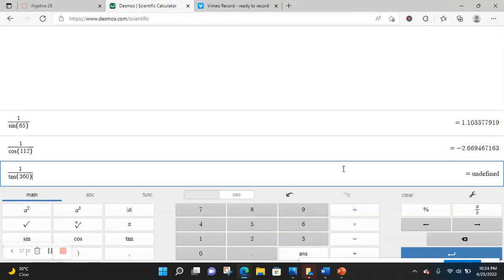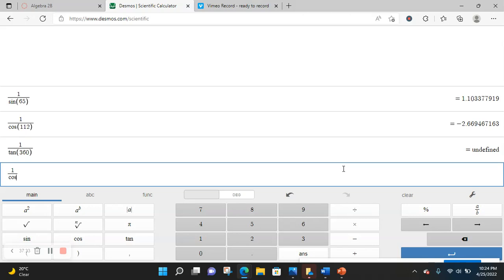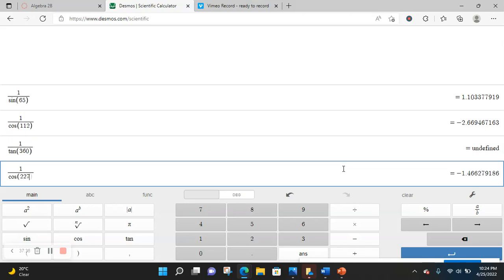You know why? Because tangent of 360 is 0. 1 over 0, we can't have that. That is undefined. Never, ever, ever divide by 0. The next one we had secant of 227. That's 1 over cosine of 227 degrees. That gives you negative 1.47 approximately.